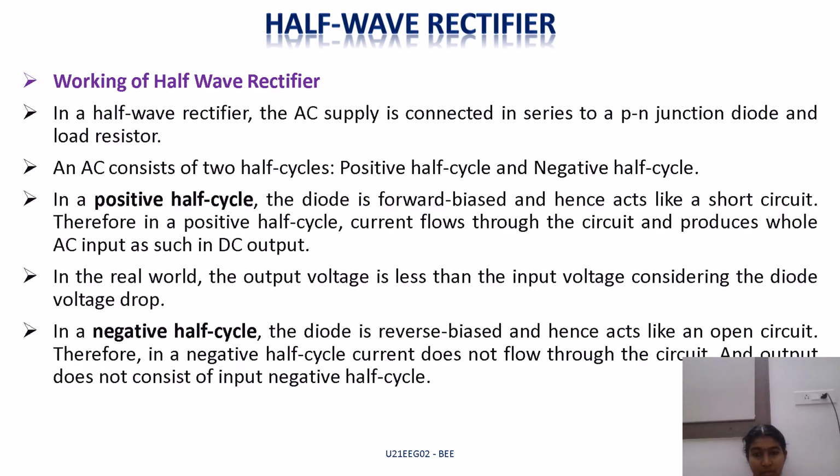So during negative half cycle, the diode gets reverse biased and hence it acts like an open circuit, that is, an open switch. Therefore, in the negative half cycle, current does not flow through the circuit and the output does not consist of the input negative half cycle.